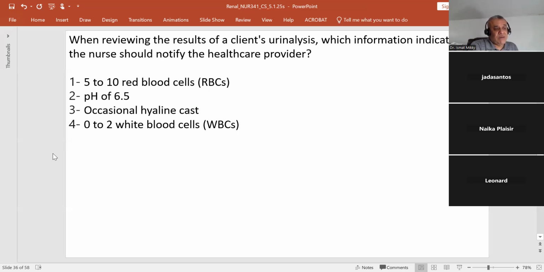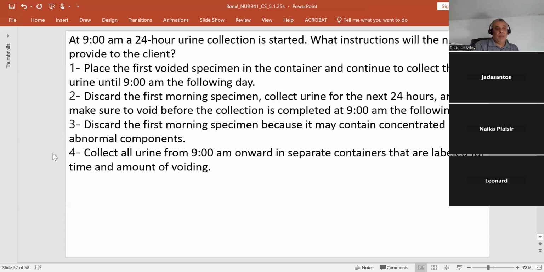The presence of red blood cells 5 to 10 is microscopic. When you do urinalysis, this is microscopic. It's not hematuria. You're not going to see hematuria; it's microscopic, very difficult to see. So the presence of 5 to 10 RBCs in urine may indicate bleeding and should be reported to the healthcare provider.